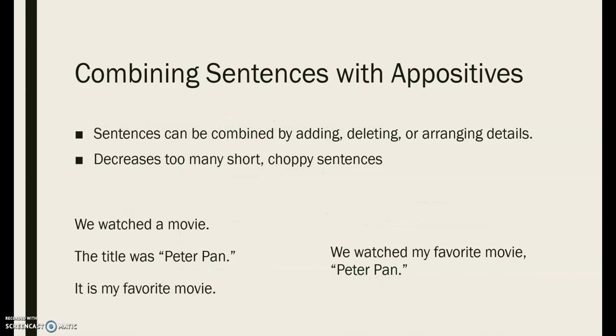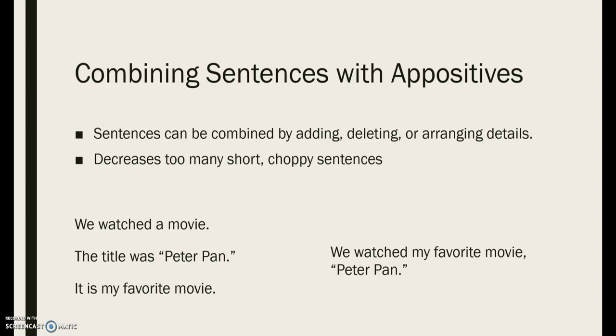We can combine sentences using appositives. We can use appositives by adding, deleting, or rearranging details. We use appositives when we want to decrease too many short, choppy sentences.